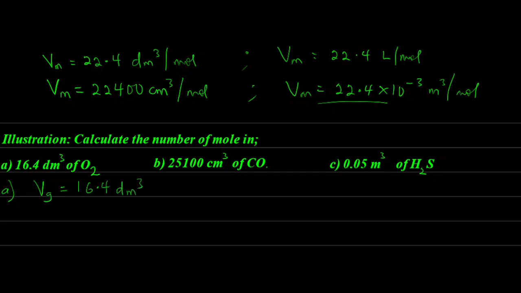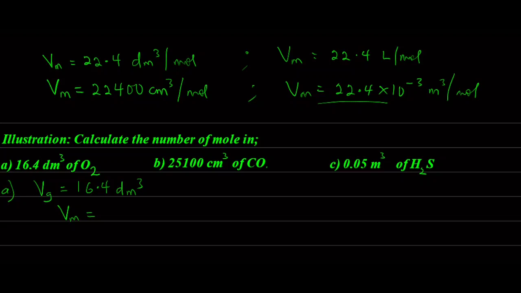Now, since we are given the volume of the gas in dm cube, we are going to make use of the molar volume in dm cube. If we use another value of molar volume, we need to convert. So in order not to convert or stress ourselves, I've helped you do the conversion of the value of the molar volume in different units. So the molar volume you are going to be using, based on the parameter given, is in dm cube.